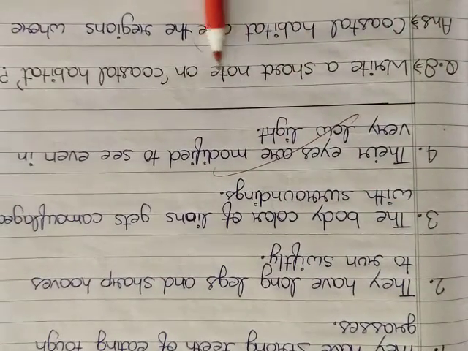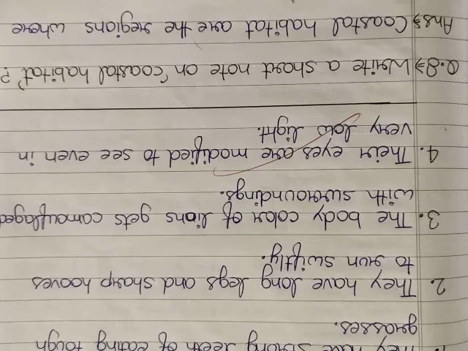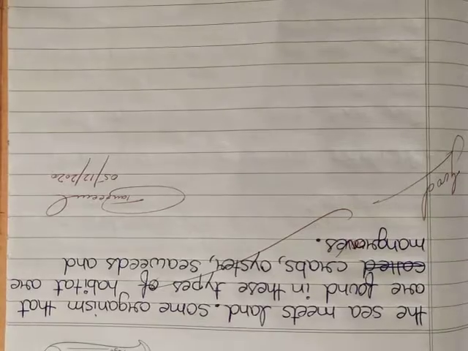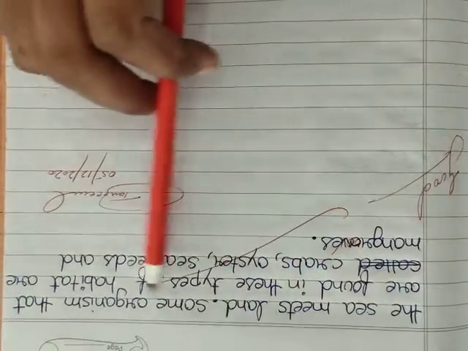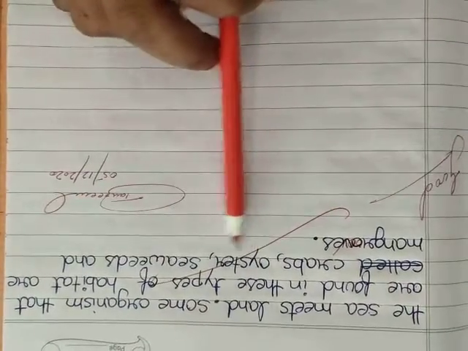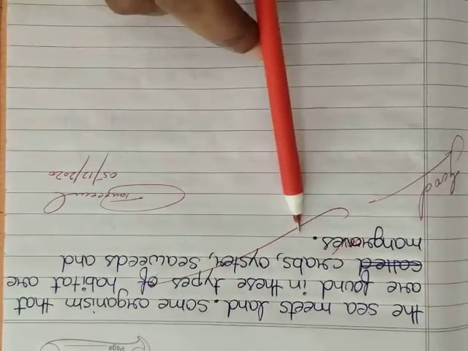Next question is, write a short note on coastal habitat. Coastal habitats are the regions where the sea meets land. Some organisms that are found in this type of habitat are crab, oysters, seaweeds and mangroves.